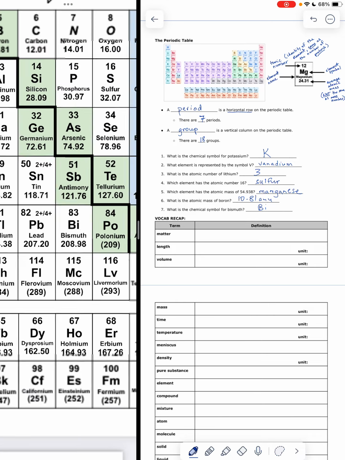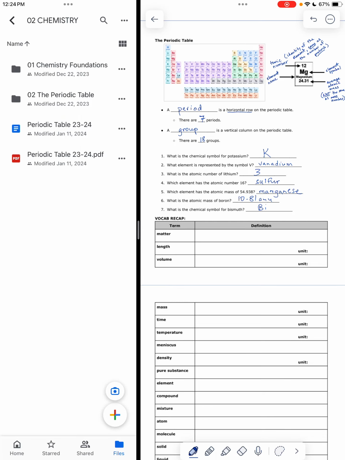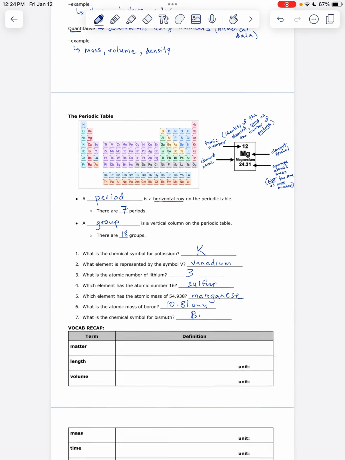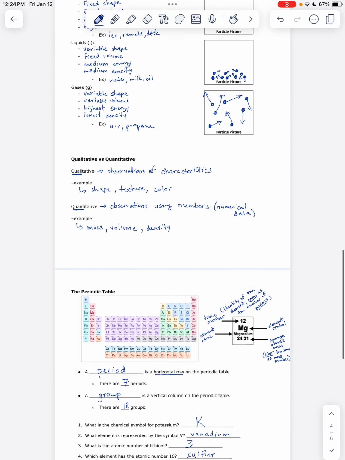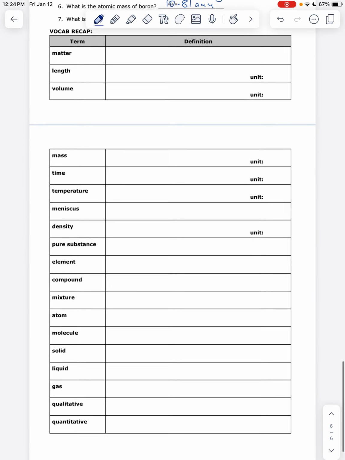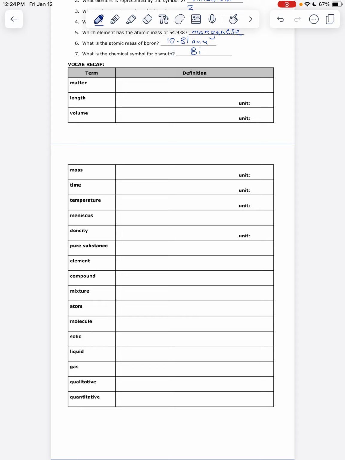So again, from this periodic table, you are able to get a lot of information. So we're going to use that to our advantage here coming up. But other than that, that is the rest of the note sheet. All right, make sure you fill this vocab recap out. You are going to be quizzed on vocab terms and being able to know what those are. So outside of that, I hope this helps.